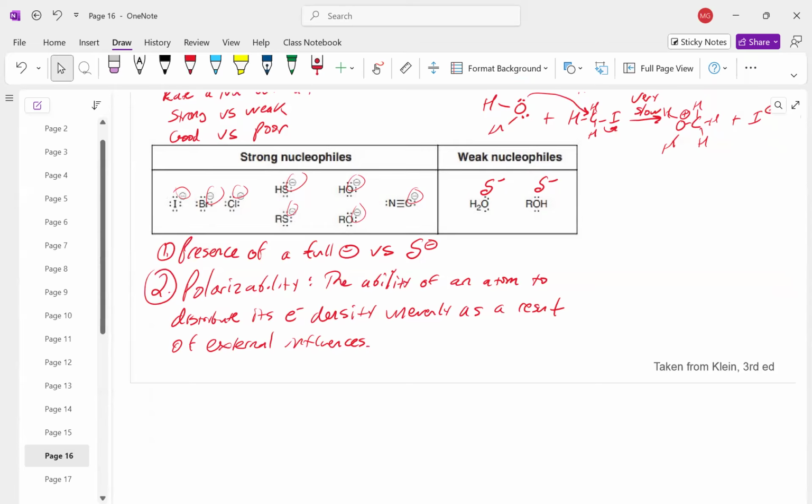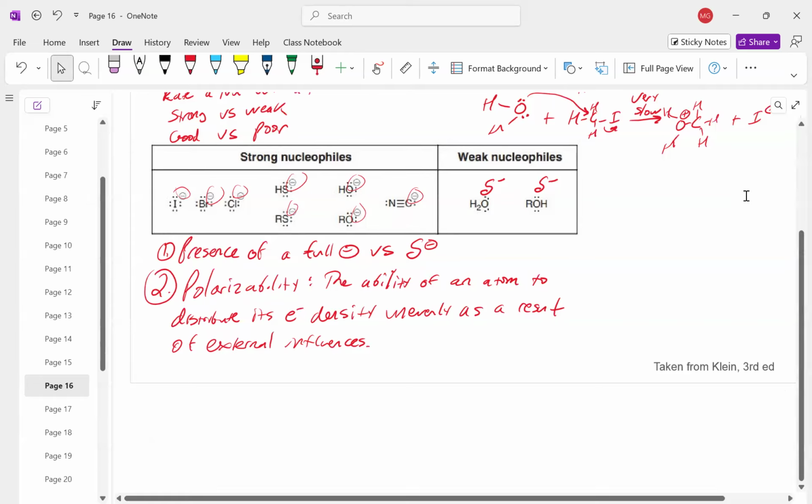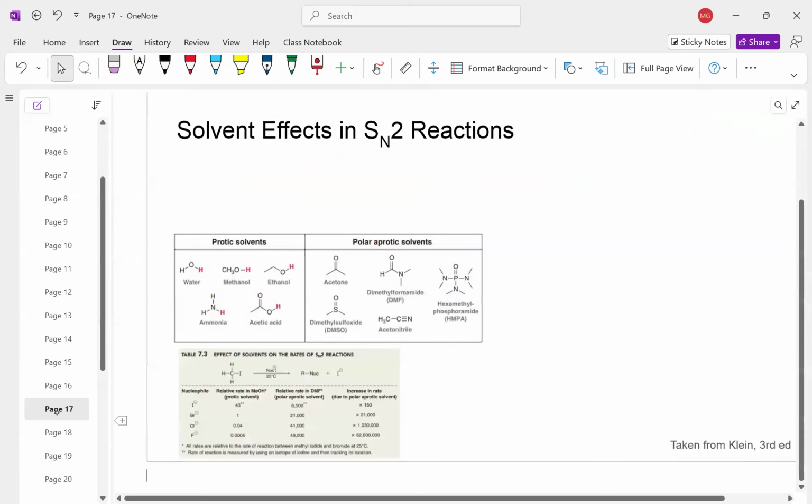And one thing I want to point out here is that you'll notice we have all the halides in the strong nucleophiles except fluorine, or I should say fluoride, F minus. F minus isn't on the table because it really depends on what solvent you do the reaction in. In some solvents, fluoride is a very good nucleophile. In others, it's actually a very weak nucleophile. So with that, let's transition into the effect the solvent plays on an SN2 reaction.